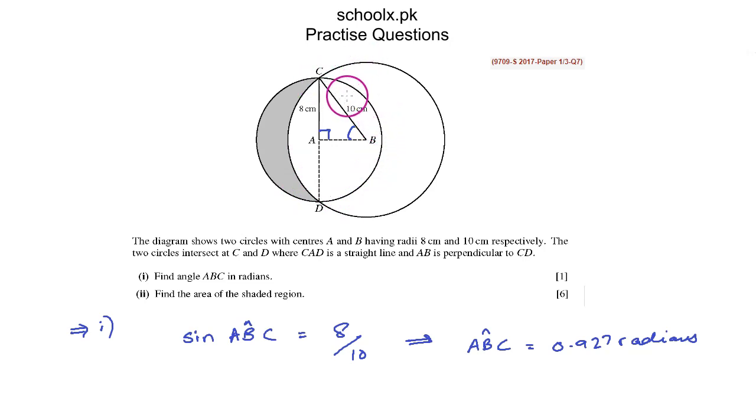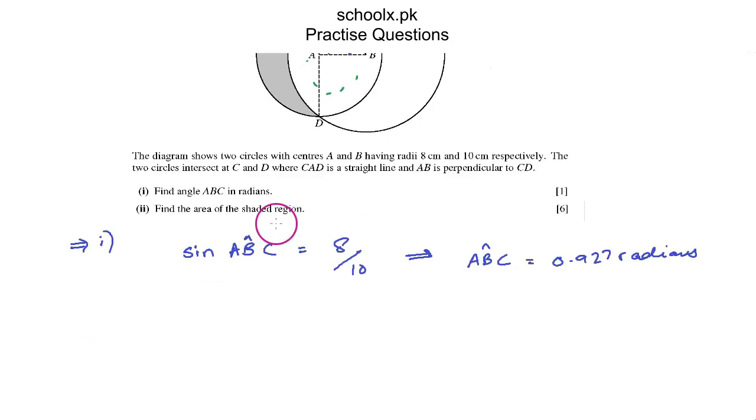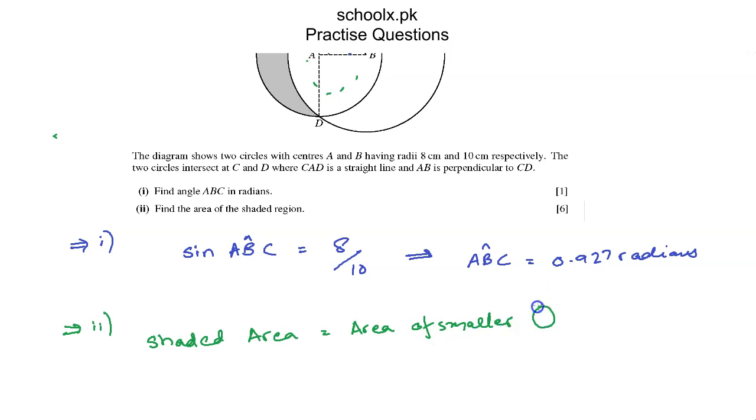Alright, so let's name this region X. Like this is my region X. So the shaded area is the area of the smaller circle subtracted with the area of region X.